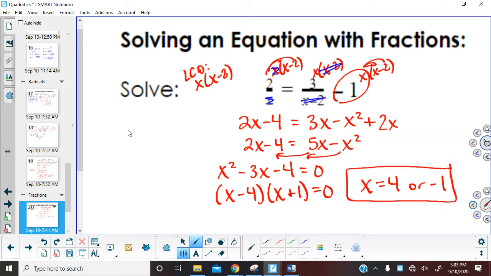Now, you do not have to go in and check it fully, like what you did for the square roots or the radicals. But what you do want to check is, if you plug in 4 into your denominators, is it going to give you a denominator of 0? And it won't. Same thing with negative 1. If I plug it in, will that give me a denominator of 0 anywhere? And again, it won't. Okay, so we're going to go ahead and look at another example.